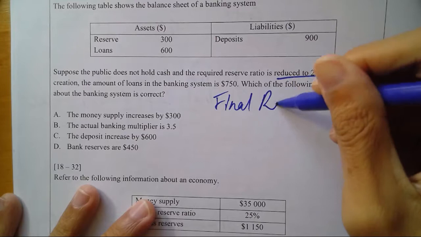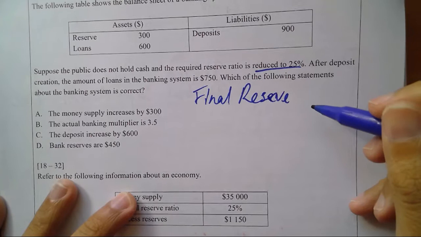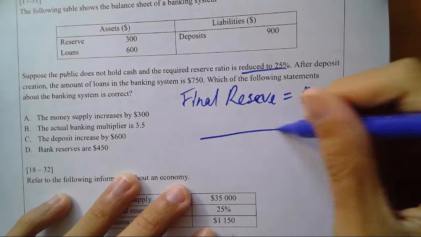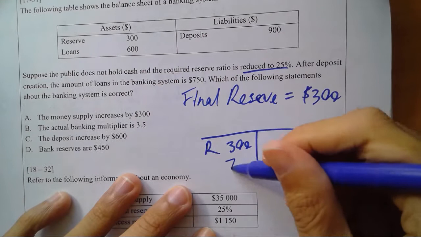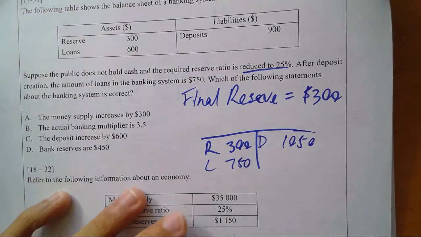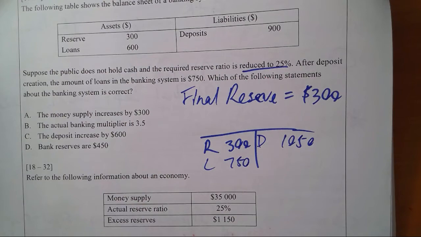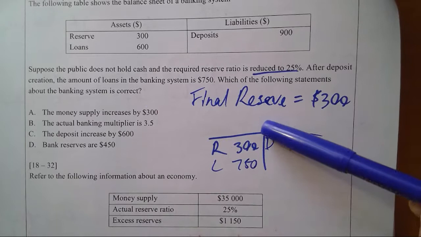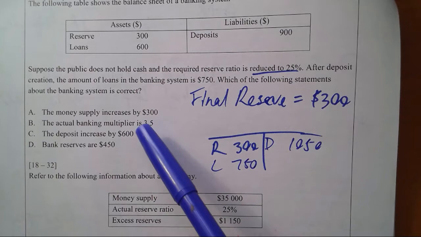Final reserve. Is there any withdrawal or injection? No. Therefore, it is 300. Reserve, 300. Loan, 750. Therefore, deposit, 1050. Right? If you calculate it, you are definitely foolish. If you press the calculator, you are definitely foolish. Okay, you do not need to press the calculator. They have given everything to you. Okay, so let's see. Money supply increases by 300.